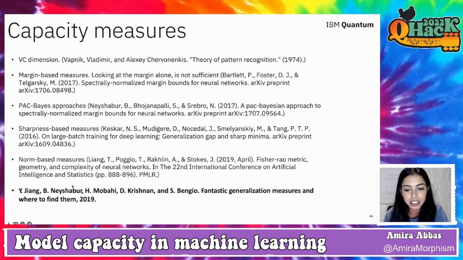And in particular, there's a really nice literature review about different types of capacity measures that exist, their benefits, their drawbacks, and so on. So this last paper here, Fantastic Generalization Measures and Where to Find Them, is quite a good place to start.